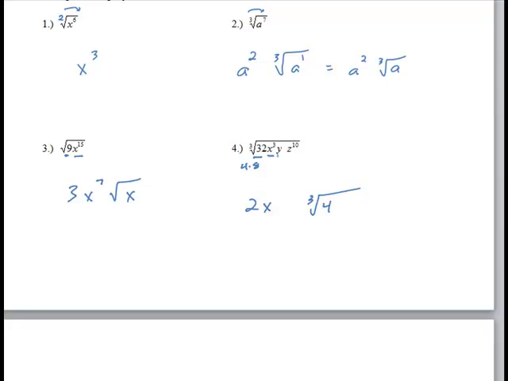The next factor, y. Y's exponent is 1, so of course the index does not divide into 1 at all. In other words, y cannot be simplified, so it remains inside the radical. And z to the 10th, 3 goes in the 10 3 times with a remainder of 1. So 2xz cubed times the cube root of 4yz, the simplified radical.